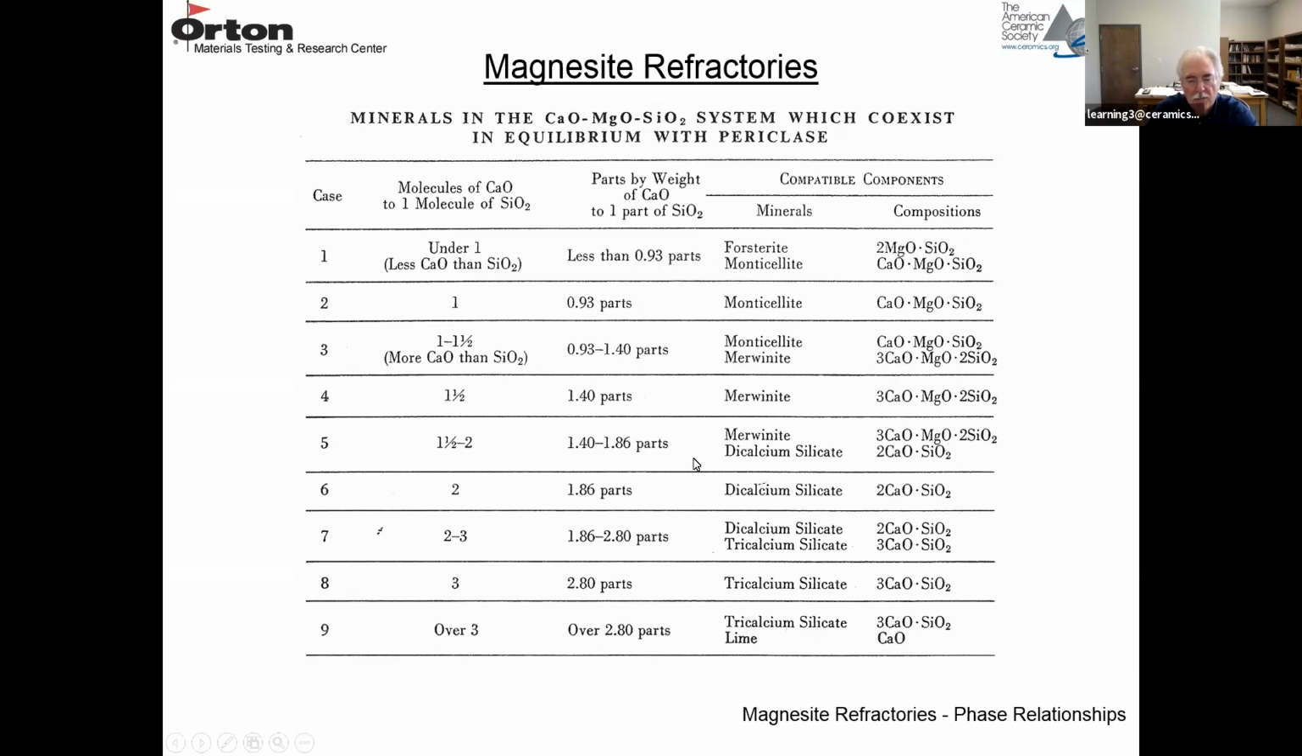So when you have an MgO raw material, you want to make sure you have a lime to silica ratio greater than 1.86.